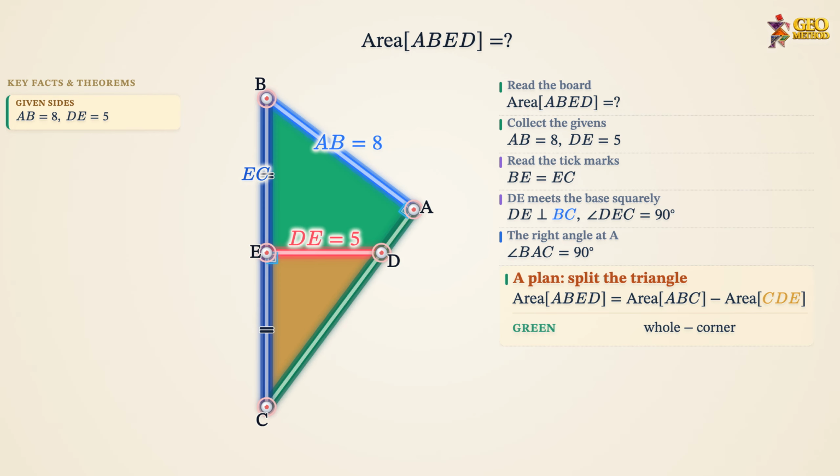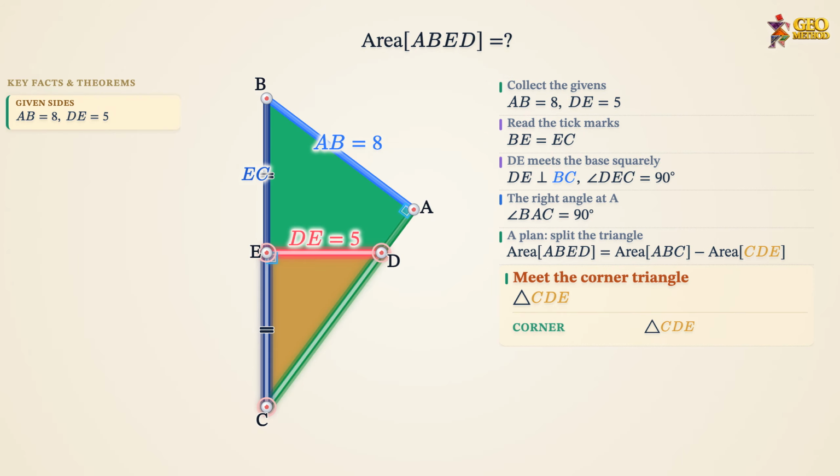The whole triangle ABC is made of two pieces, the green quadrilateral ABED and the small corner triangle CDE. So the green area is simply the whole triangle ABC minus that corner triangle CDE.